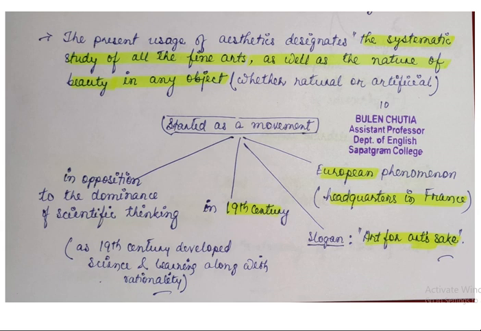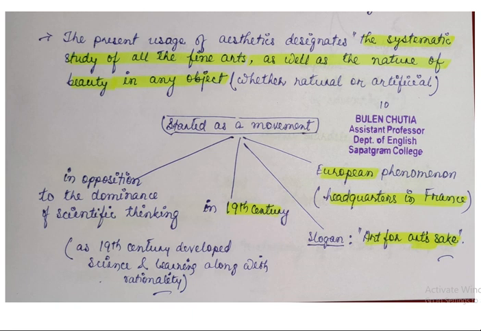The present use of aesthetic designates the systematic study of the fine arts as well as the nature of beauty in any object. Here also you can see the nature of beauty in any object, whether it is natural or artificial. So the views of the past followers of aestheticism and today's new followers of aestheticism are almost similar, paying attention to beauty.